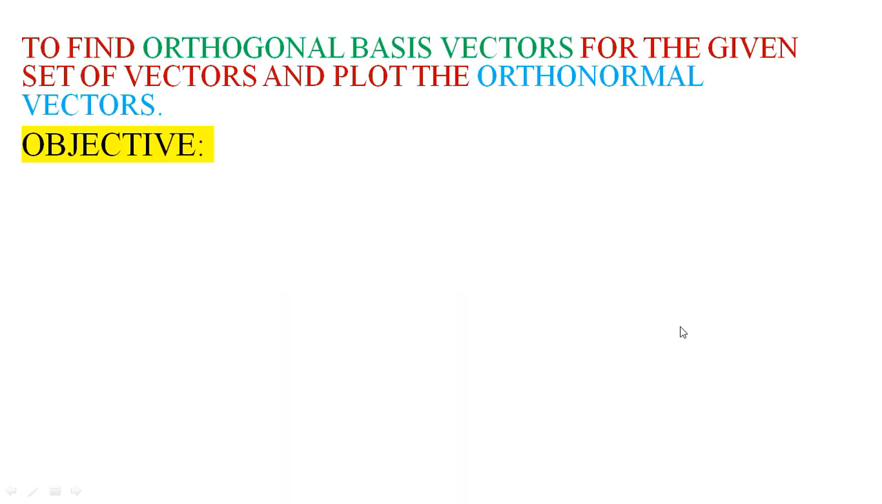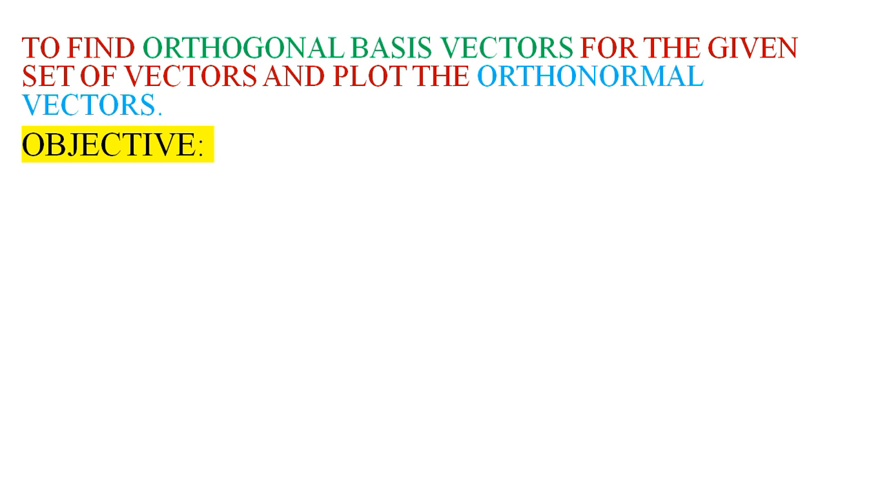Hello everyone. Let us discuss the Gram-Schmidt orthogonalization procedure to find orthogonal basis vectors for the given set of vectors and plot the orthonormal vectors. So what is the objective?